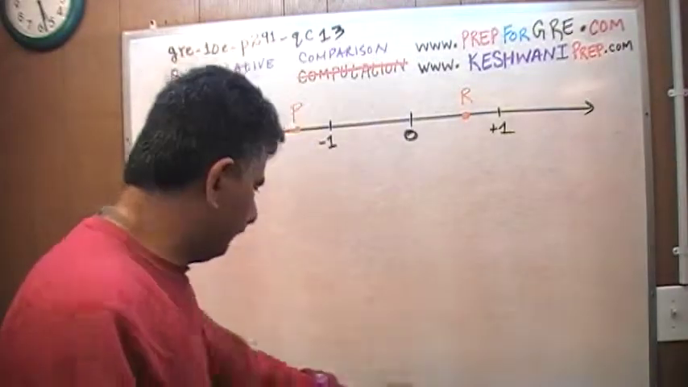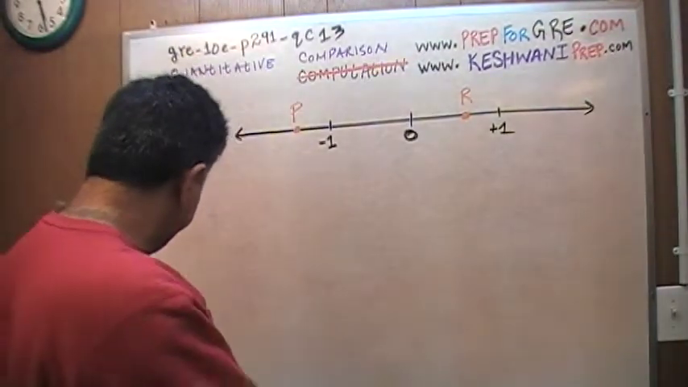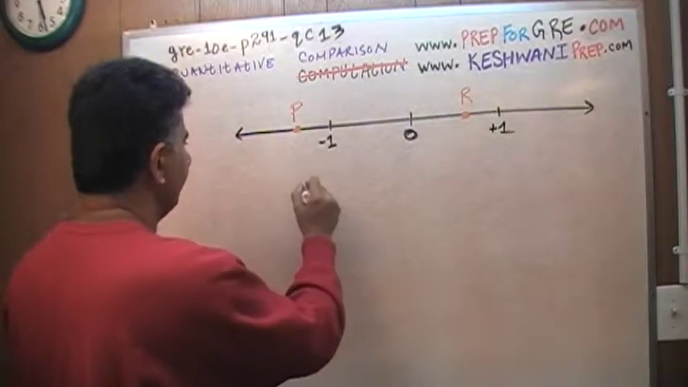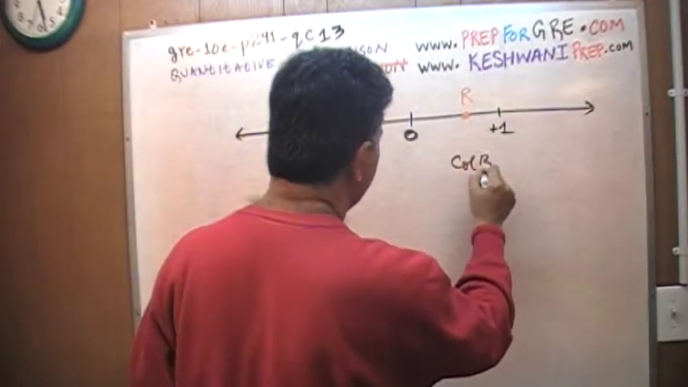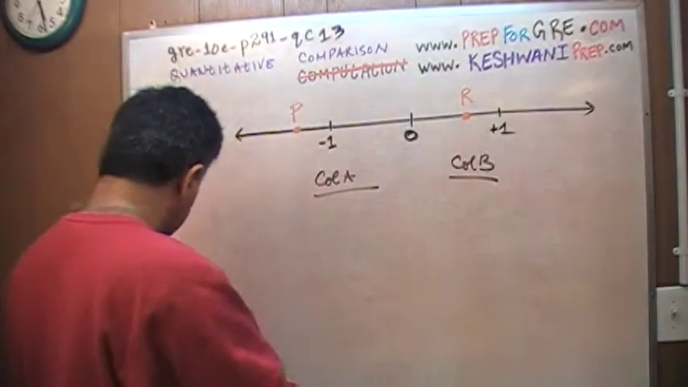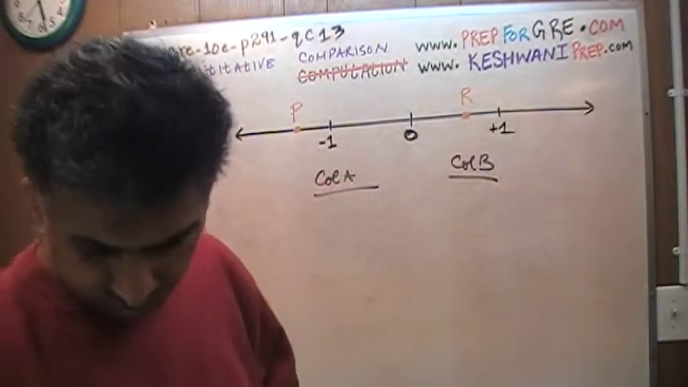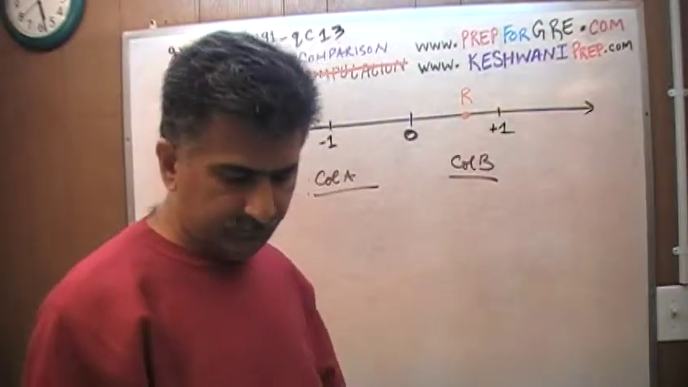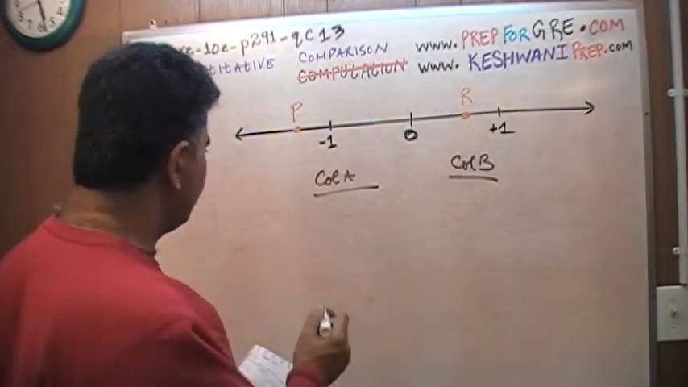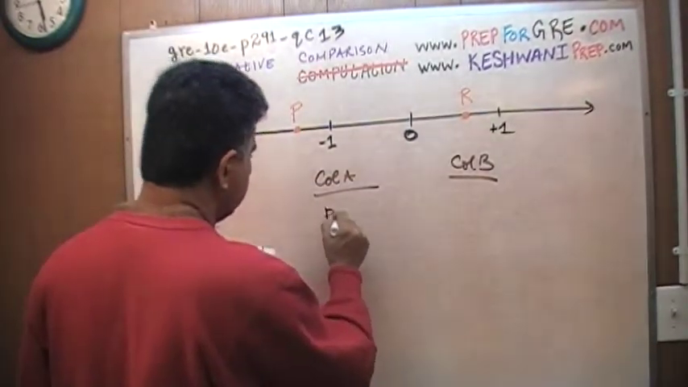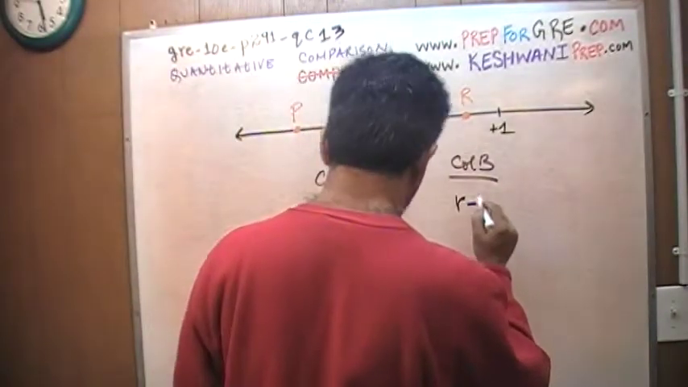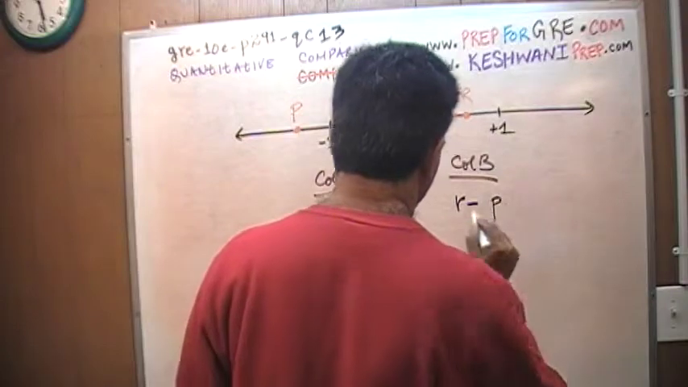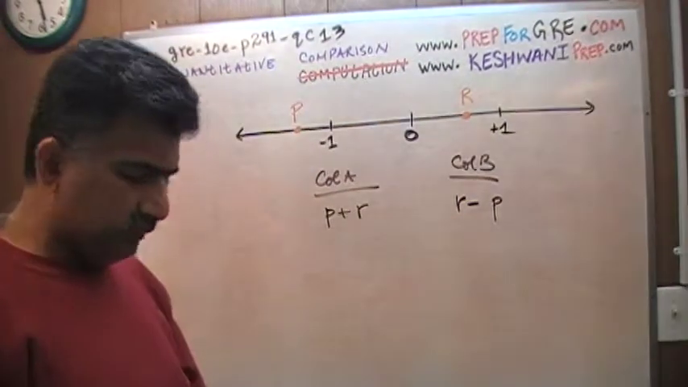Let's put the quantities in the black ink so you can see it easily. Column A, Column B. In the first column they give you P plus R. In the second column they give you R minus P. What's the very first thing you're going to do?